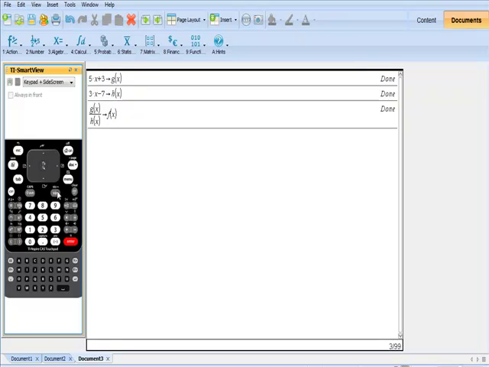f of x. And if you want to see that, just to make sure you have f of x in there the way you wanted it, just hit f of x, hit enter, and there it is. And that's the way we wanted it to look.